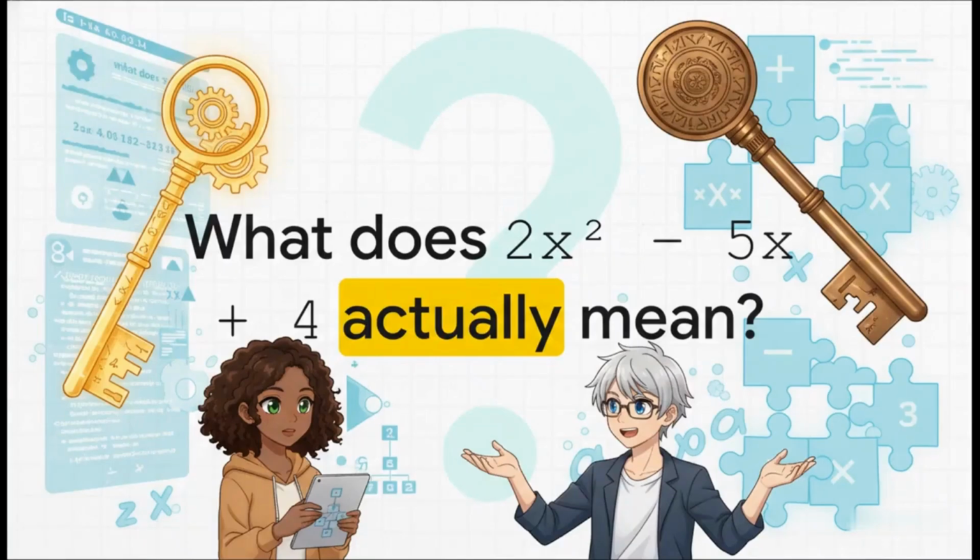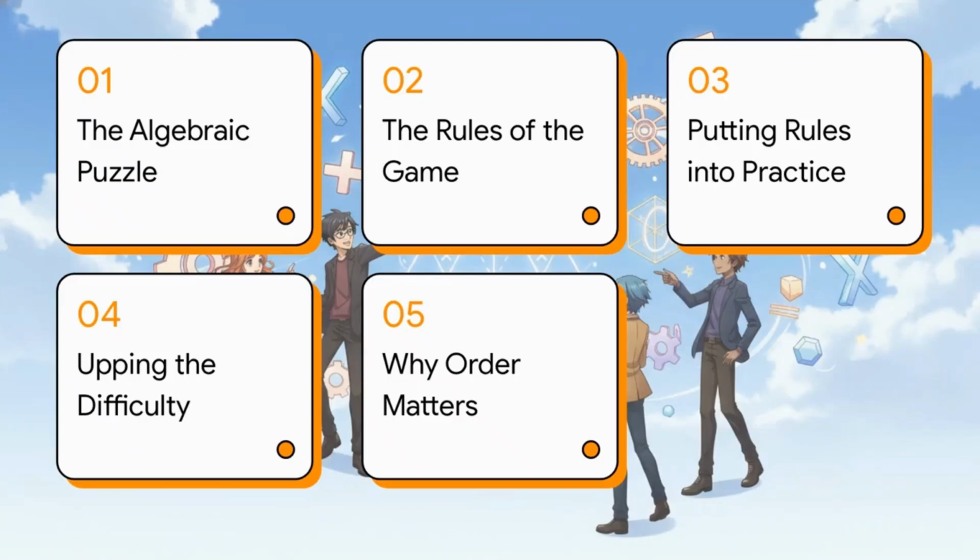All right, so you see something like this pop up in a math problem. 2x squared minus 5x plus 4. I mean, it kind of looks like a secret message, doesn't it? But what if I told you it's not a secret? It's just a puzzle. And today, we're going to find the keys to unlock this puzzle, and really, any other one just like it. So, here's our game plan.